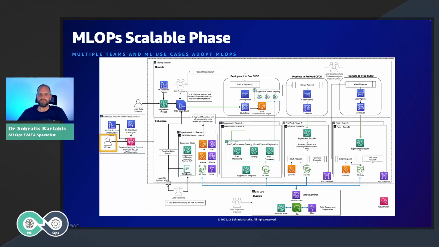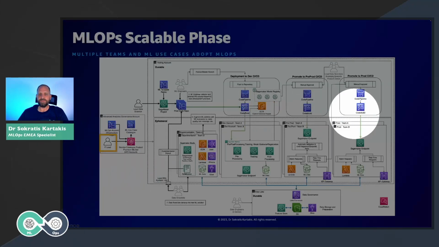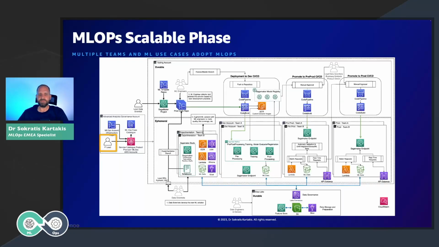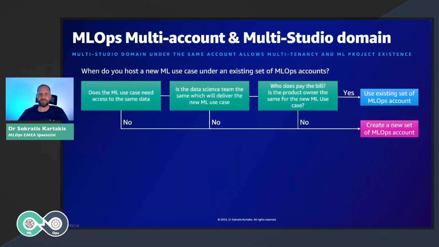Now, about this, someone might say, oh, we have so many different accounts. If I have, let's say, multiple teams, I need to have multiple sets of accounts. What is the best strategy, and when do I need a new set of accounts, or when can I host an ML use case in an existing set of accounts? And this is the answer that I will give you with this diagram here.